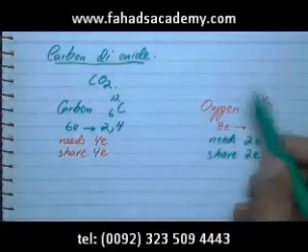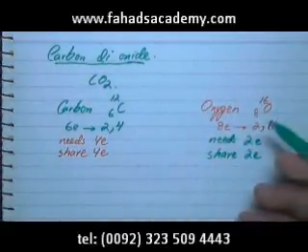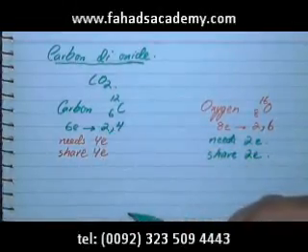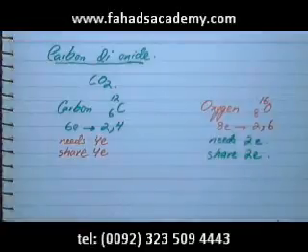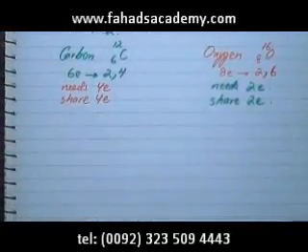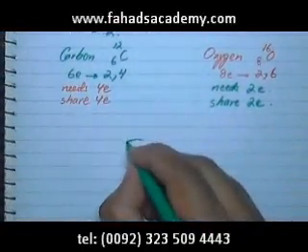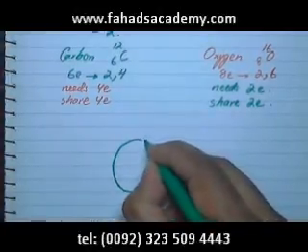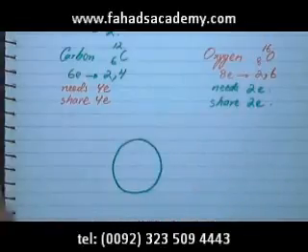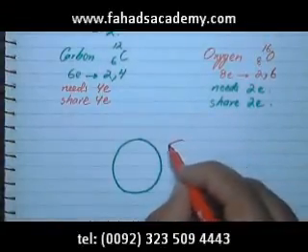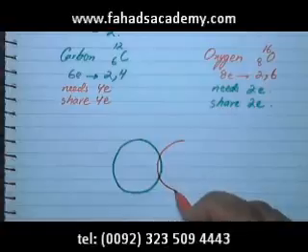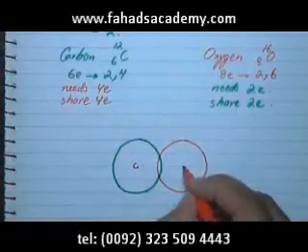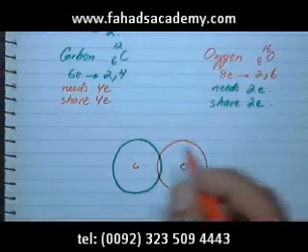And oxygen is in group 6. So what we just studied is that group 6 is going to share 2 electrons, and group 4 is going to share a total of 4 electrons. Now let's start drawing, and we're only going to draw the outer shells. I'm going to draw one carbon atom, and it's going to be overlapping with one oxygen atom. This is the carbon atom, and this here is an oxygen atom.